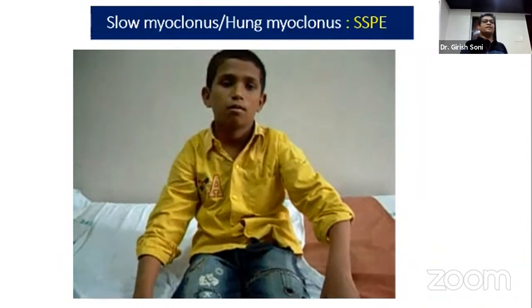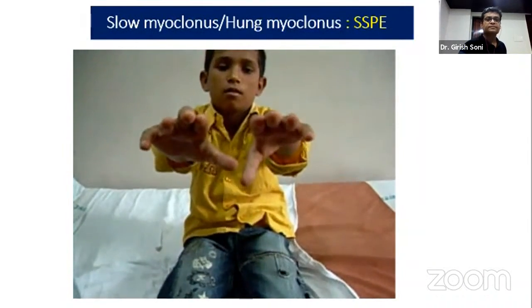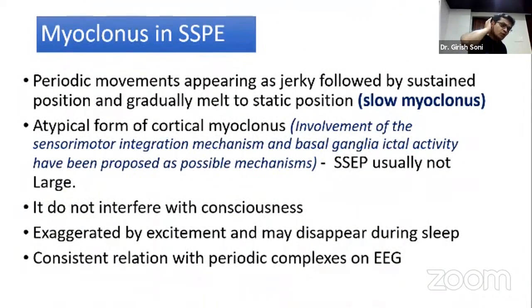So very classical hung myoclonus or slow myoclonus of SSPE. Why is it called hung or slow? Because these are periodic or quasi-periodic movements that appear as a jerk followed by a sustained position and then gradually melting to a static position. Hence it is called slow myoclonus or atypical cortical myoclonus. It is because of a defect in the integration of the sensory motor cortex and basal ganglia thalamic circuits.